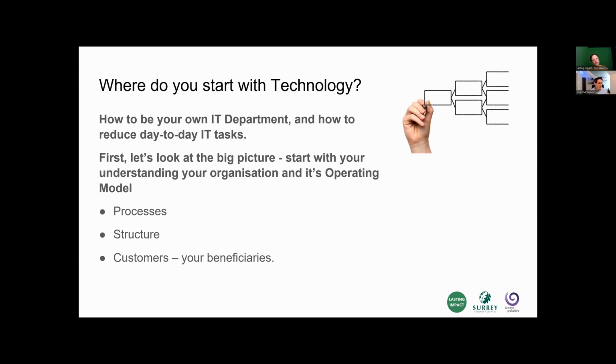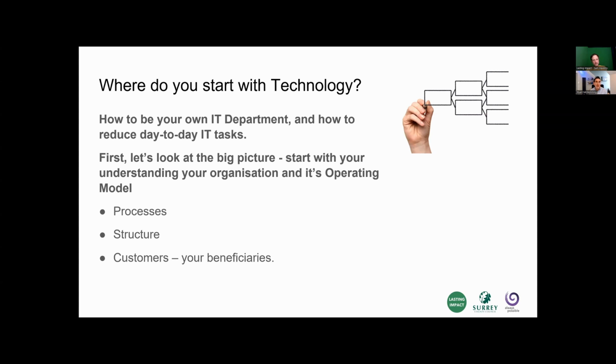So let's first of all start with a little bit about your organization. And I'm going to use a phrase here called operating model. You may be familiar with this, but the context I'm going to use it in is thinking a little bit about the processes and the structure of your organization. So by processes, I mean the ways that stuff gets done.